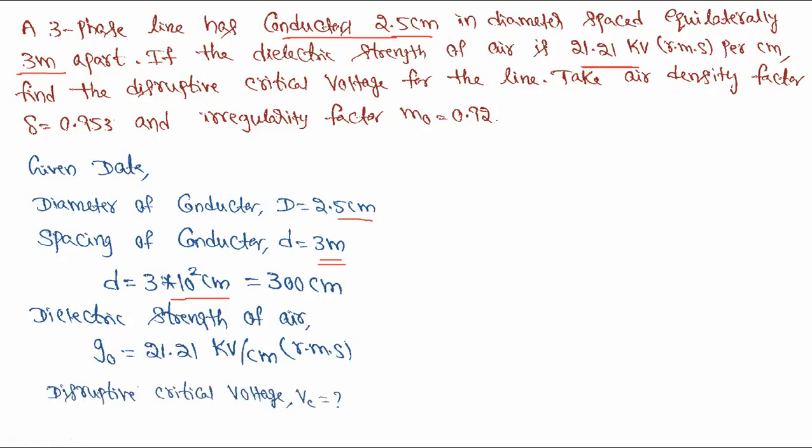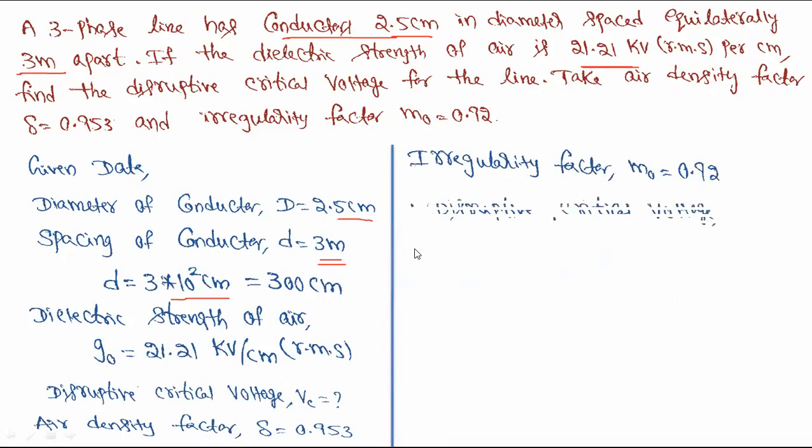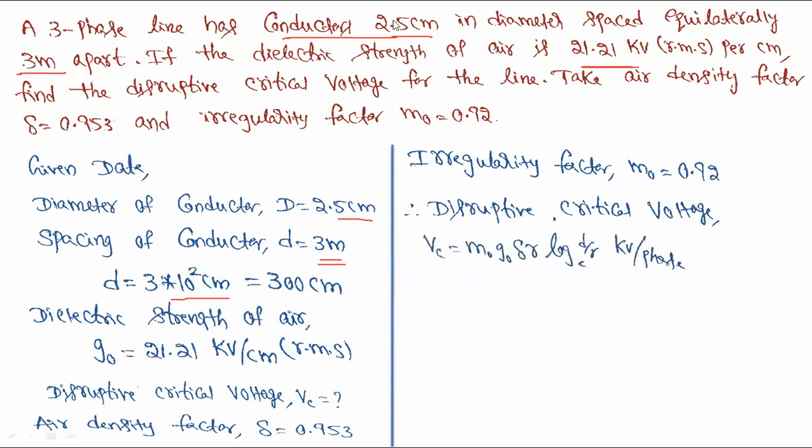Here we want to find out VC. Also they have given the air density factor delta 0.953 and irregularity factor m naught 0.92. But here they have given the diameter, whereas we require the radius, that is half of the diameter. We know that VC equal to m naught G naught delta R log d by r base e, in kV per phase.